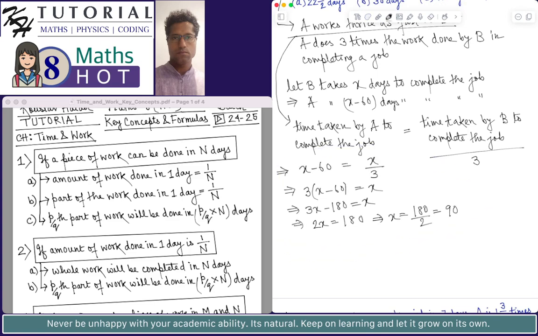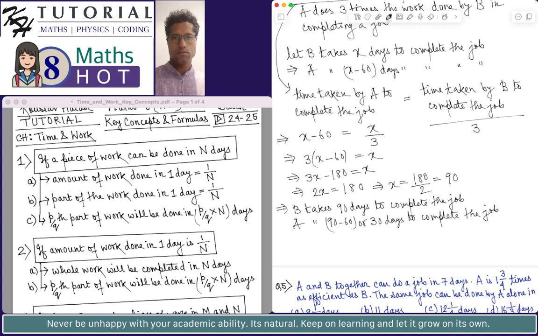Let me see. Now we see that this implies B takes 90 days to complete the job alone, and A will take X minus 60, that is 90 minus 60, or 30 days to complete the job.